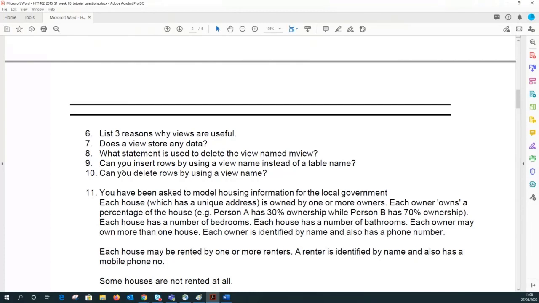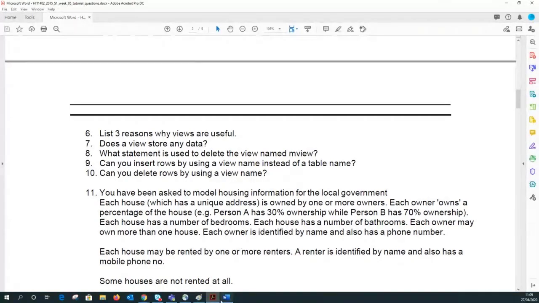Question 9. Can you insert rows by using the view name, using a view name instead of a table? Can we insert the rows for the tables using a view? Yes, we can actually.